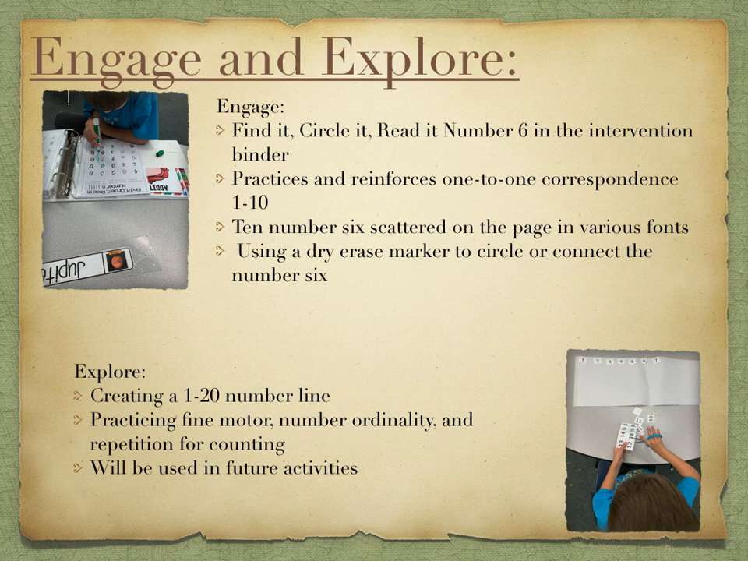After he completed it the first time, there was only about 8, so he knew he still needed to find more. So being able to go back and count also helped with his one-to-one correspondence. Next, on the explore section, what we did is I let him create a number line.